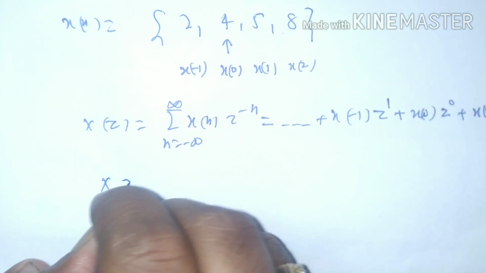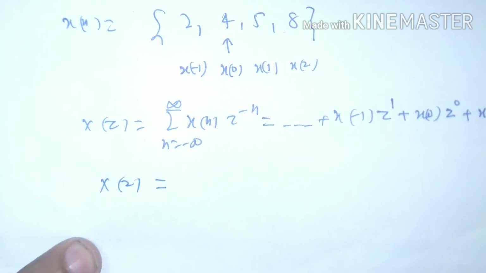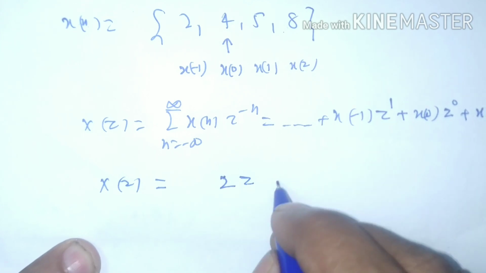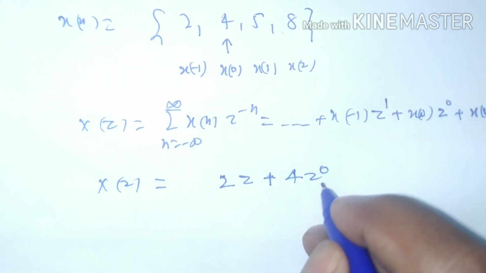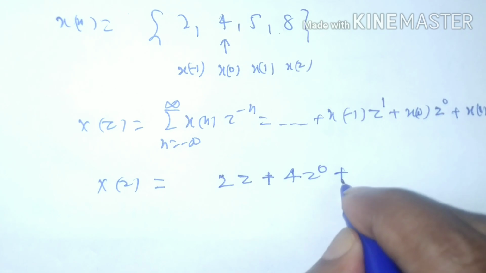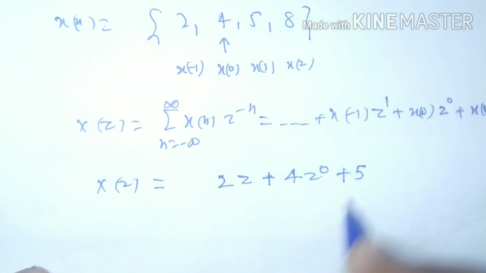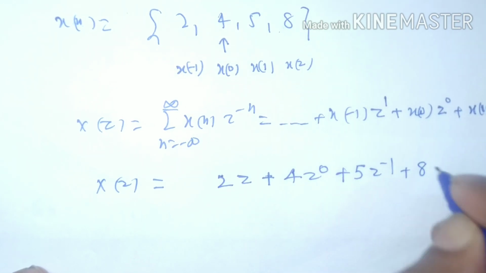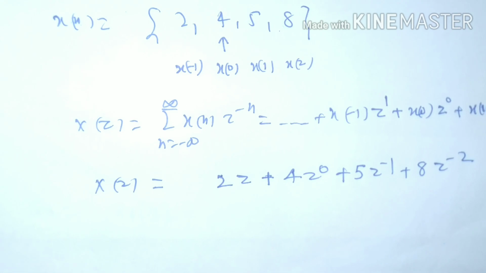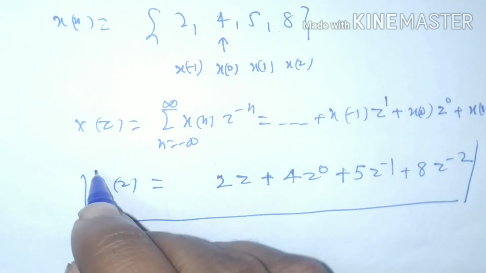Then its Z transform X(z) will be, if we put x[-1] in this formula, then we will get 2 z to the power 1 plus x[0] will be 4 into z to the power 0 plus x[1] will be 5 into z to the power minus 1, and another term x[2] is 8 z to the power minus 2, and all the rest of the terms are 0, so its Z transform will be this term.